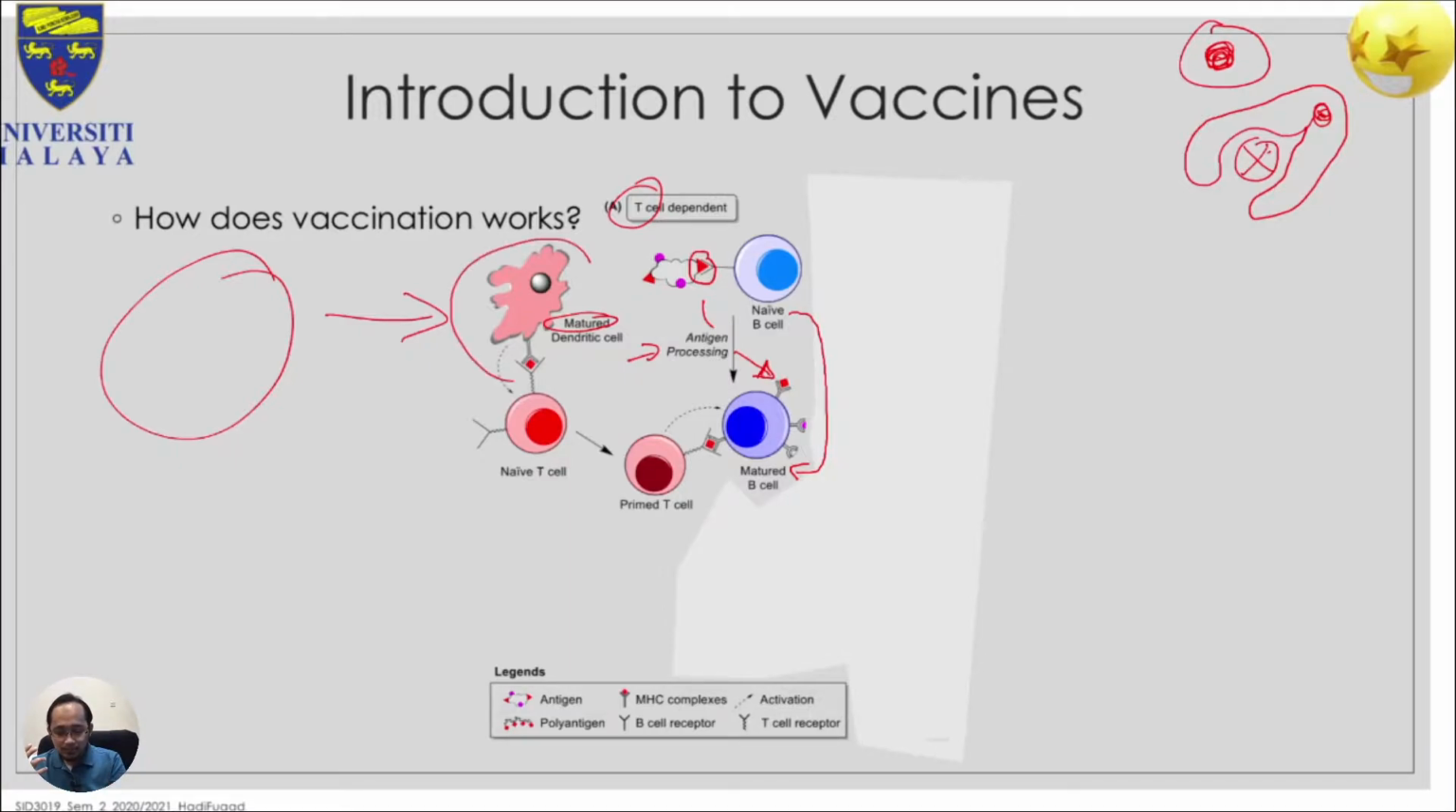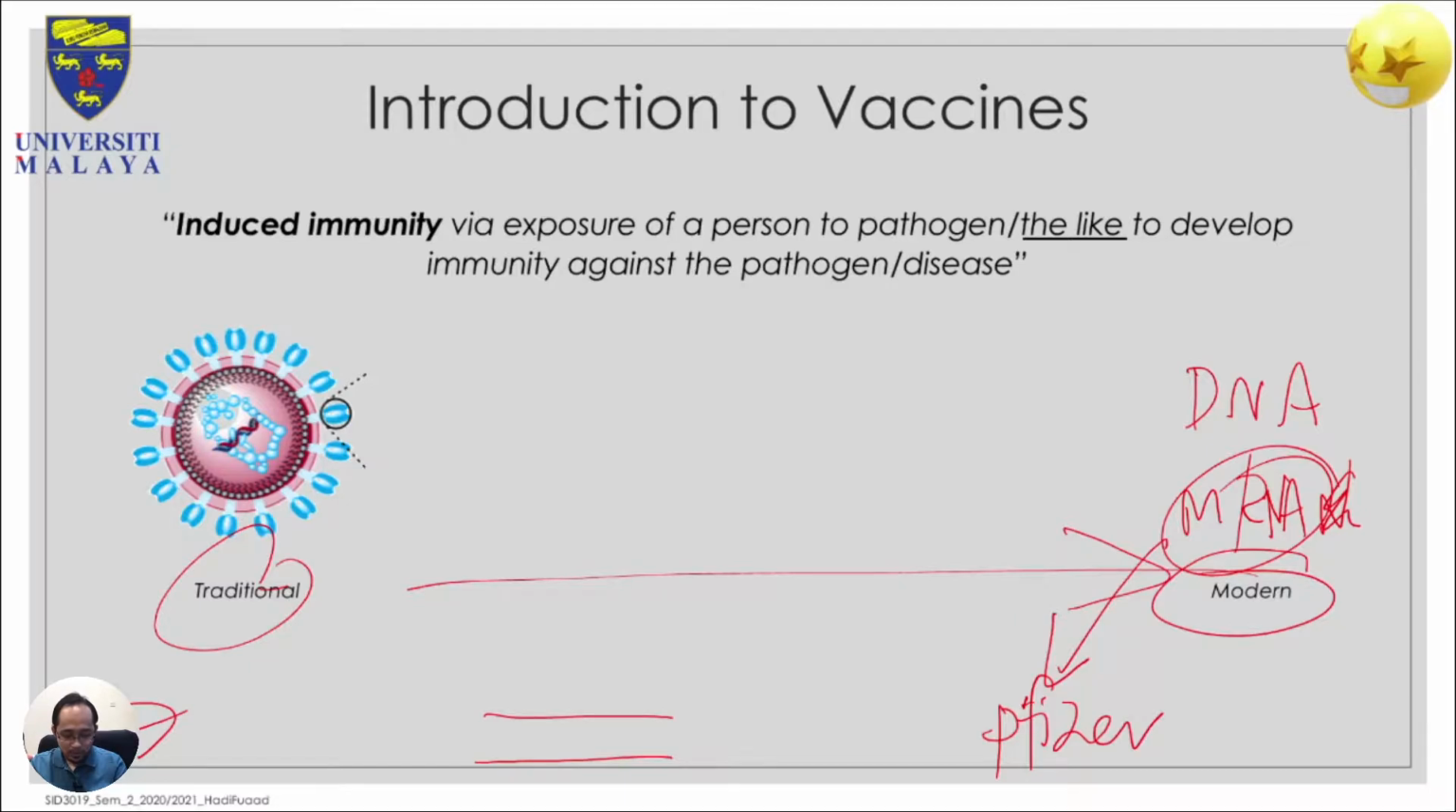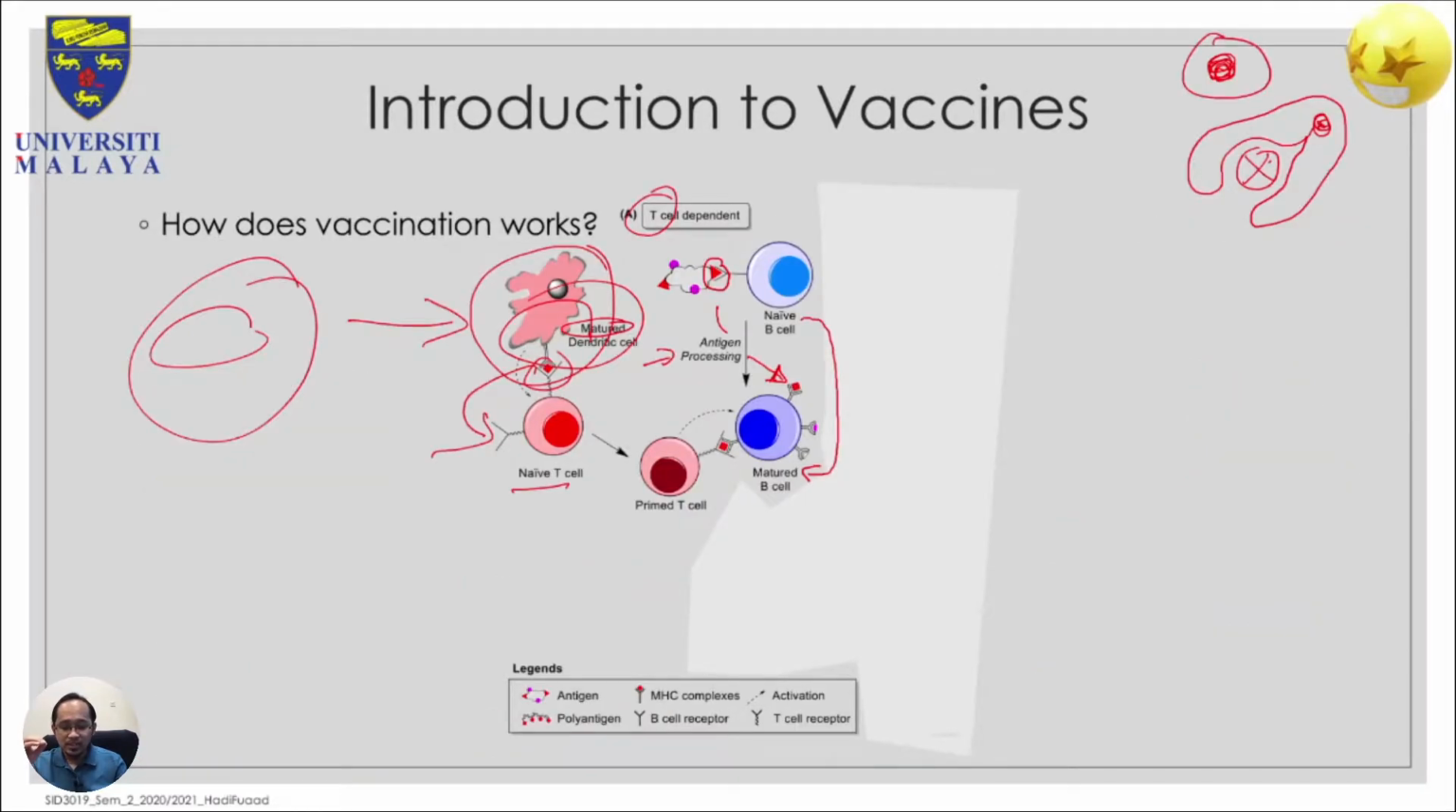At the same time, the foreign object is also identified by the mature dendritic cells. Before maturing, you have naive dendritic cells, which also encounter a similar foreign object. So now you have mature B cells and mature dendritic cells, and the dendritic cells activate a naive T cell. This naive T cell then becomes a prime T cell. It's not called a mature T cell, they call it a prime T cell.